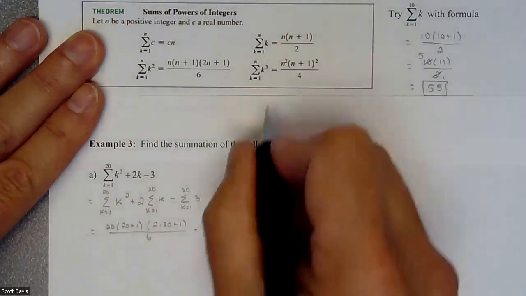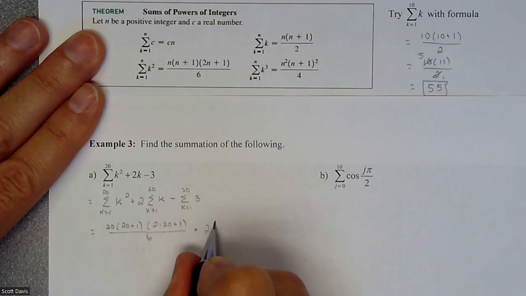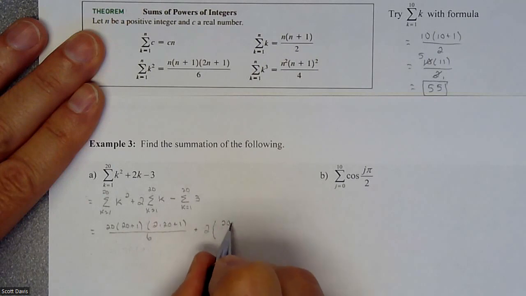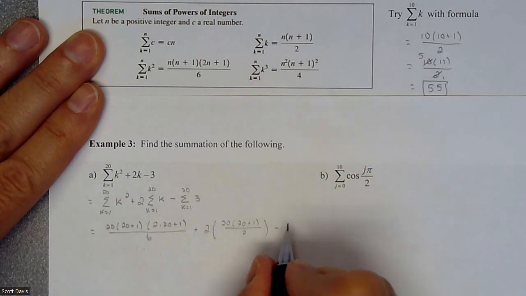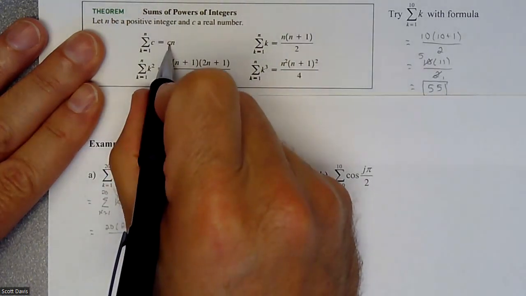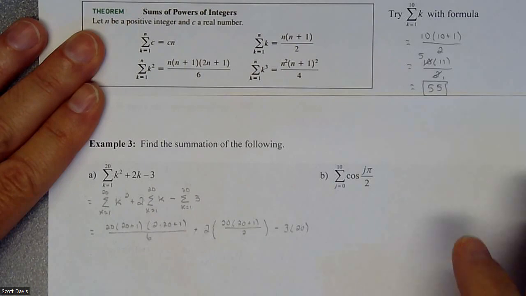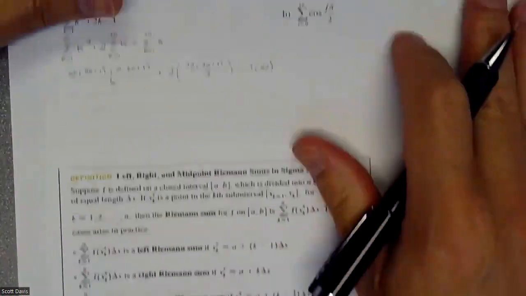plus 2 times 20 times 20 plus 1 divided by 2, and then minus 3 times how many of them? So minus 3 times 20. All right, so we have our formulas. Now we can kind of go through the math on here.